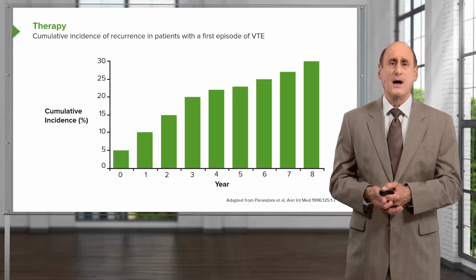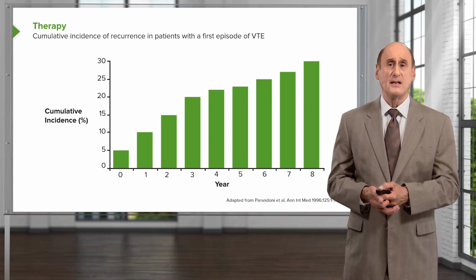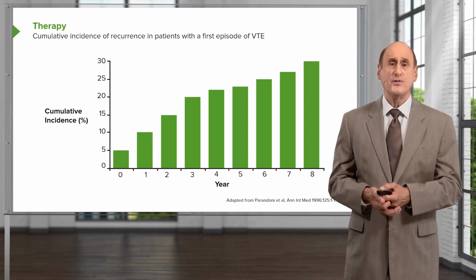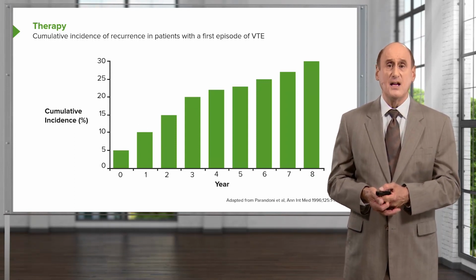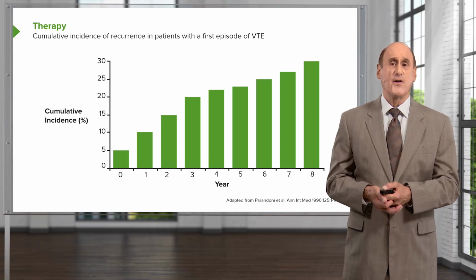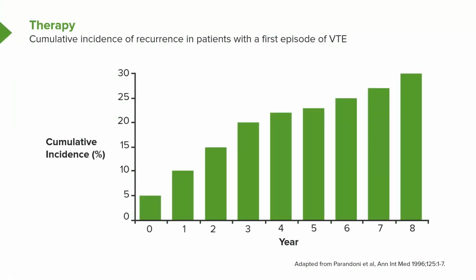By the way, we talked about the fact that when you've had one episode, you're markedly likely to have another episode. Here you see from a study that followed patients who had a first episode of DVT with pulmonary embolism for 8 years, and you can see what happened. In the first year, already 5% had a recurrence, the second year 10%, and already by the 8th year, almost 30% of the patients had had a recurrence. So this is a major risk factor for further DVT and PE when you've had one episode.